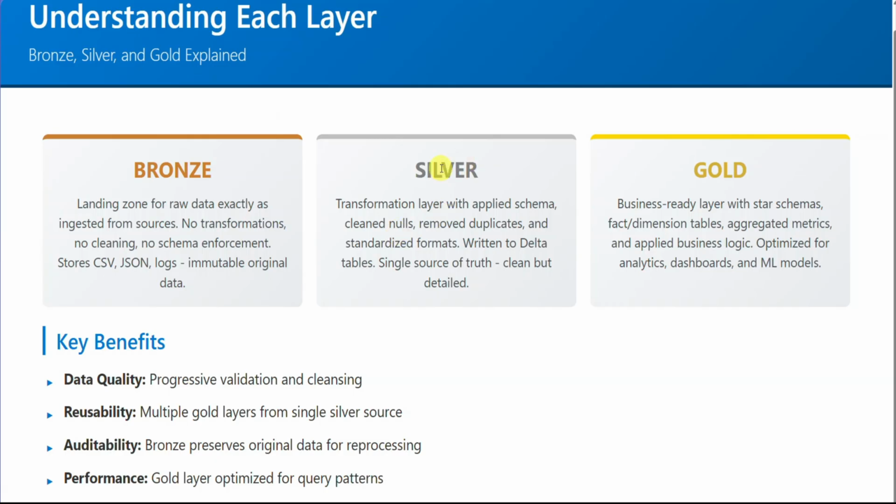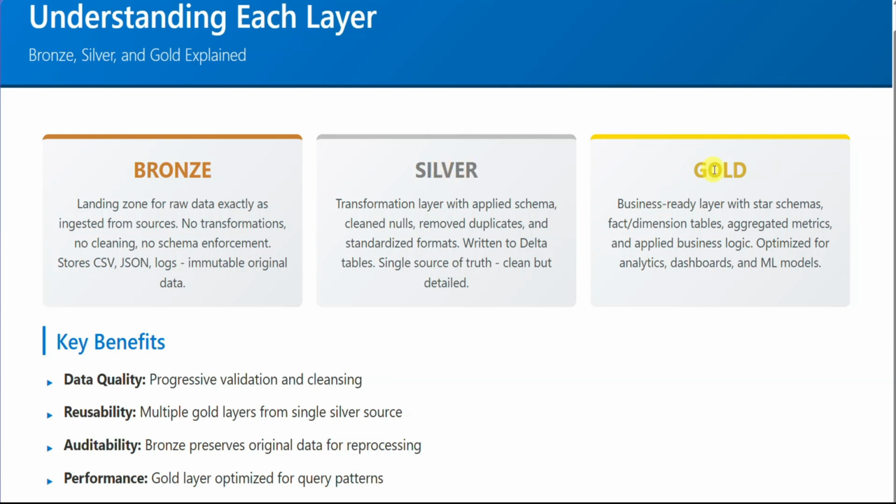Now, the silver layer is where transformation begins. You read from bronze, apply schema, clean nulls, remove duplicates, standardize formats, and write these to Delta tables. Silver data is validated and conformed, but not yet aggregated or modeled. Think of silver as a single source of truth that is cleaned but still detailed.